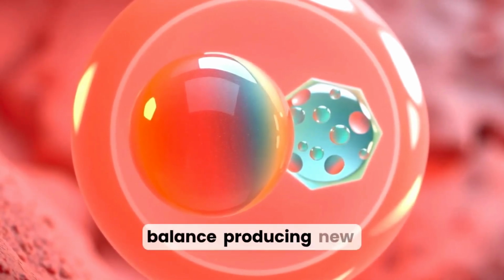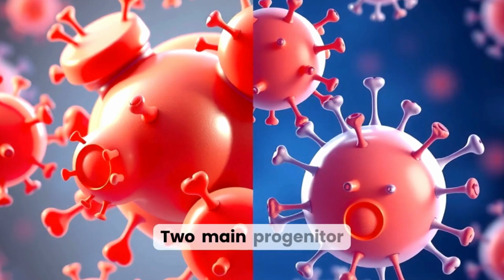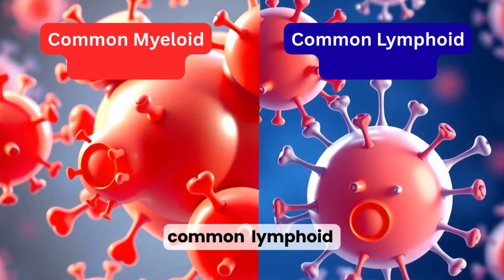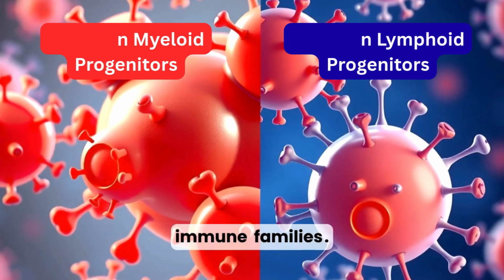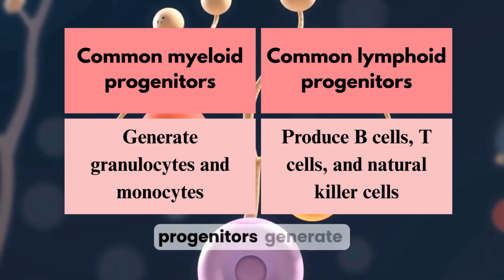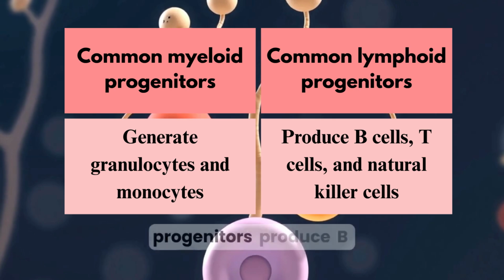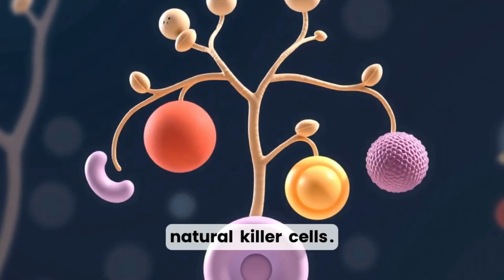They balance producing new stem cells and generating progenitors that will differentiate. Two main progenitor types arise: common myeloid progenitors and common lymphoid progenitors. These direct cells toward different immune families. Common myeloid progenitors generate granulocytes and monocytes, while common lymphoid progenitors produce B cells, T cells, and natural killer cells.